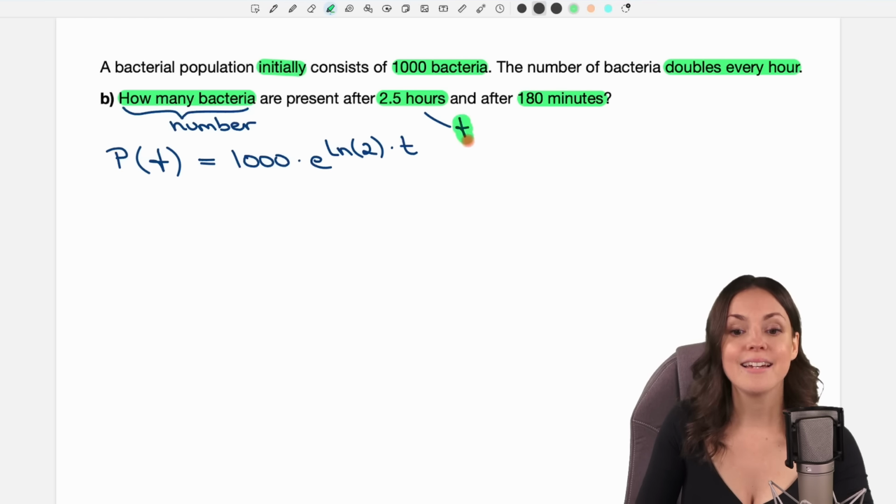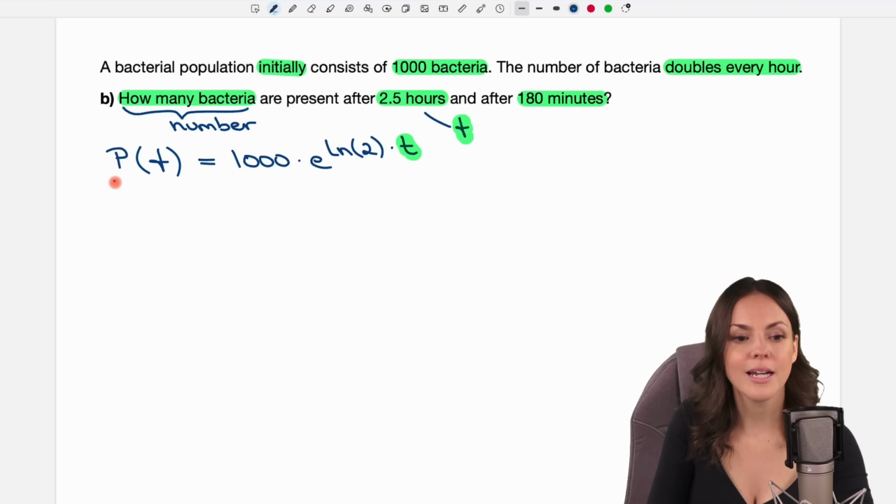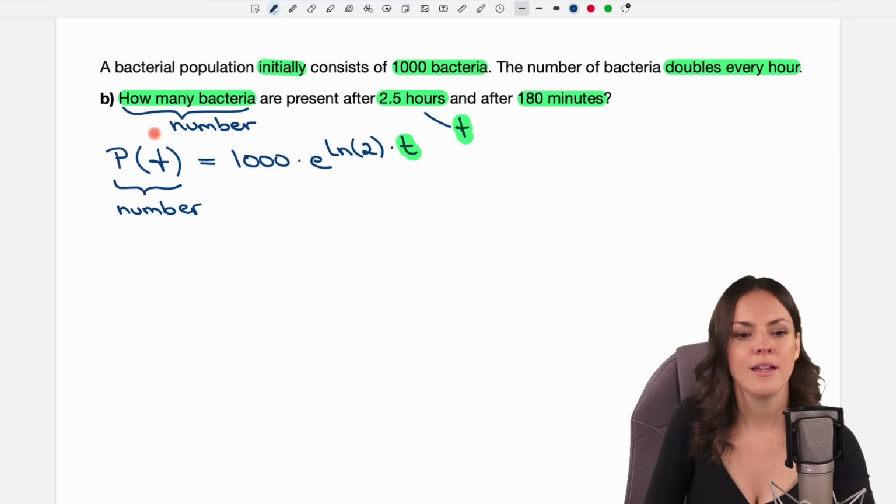So we get a time that we can insert for our t, and we're looking for a number. What is the number part here? That was this part here. That was the number of bacteria. So this is what we're looking for in this problem B.